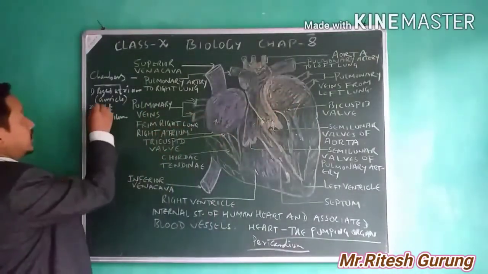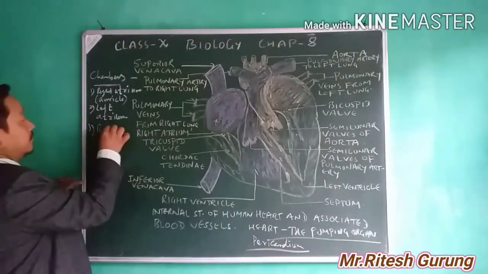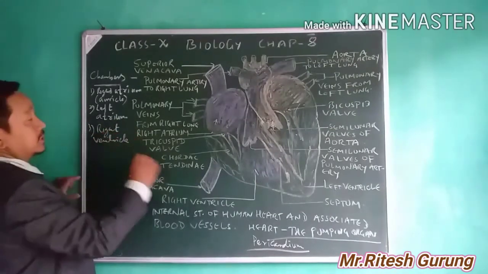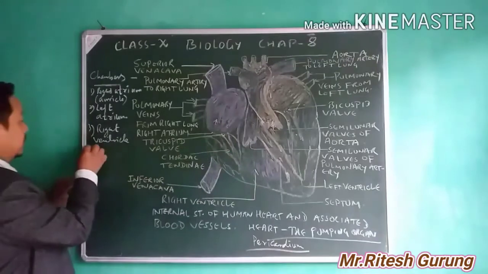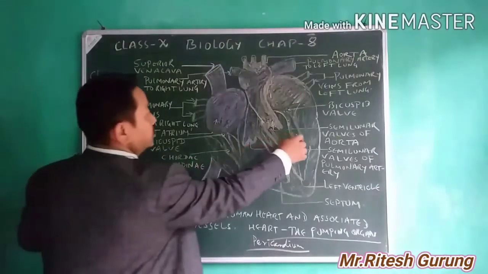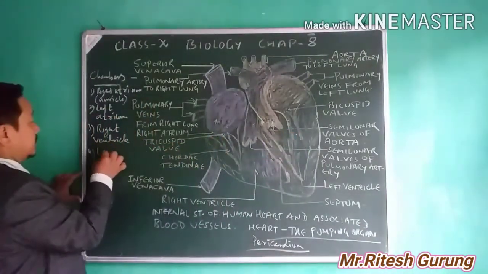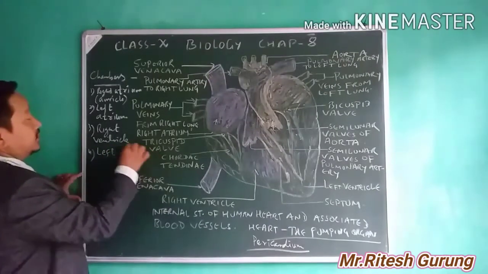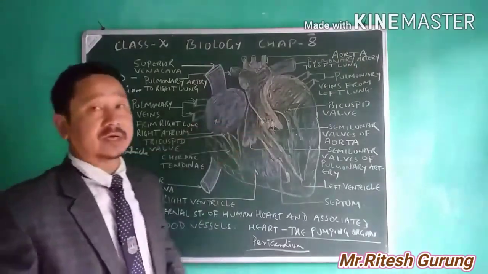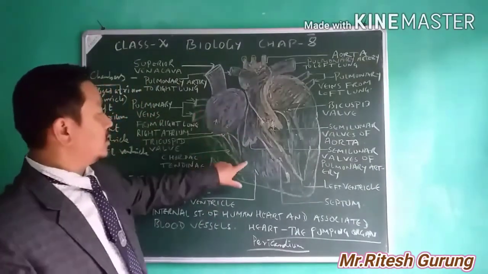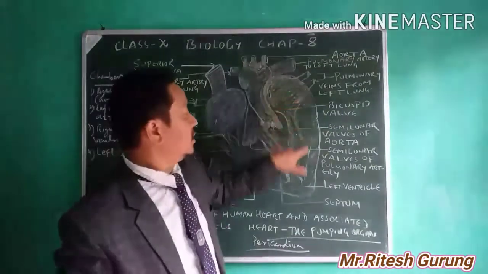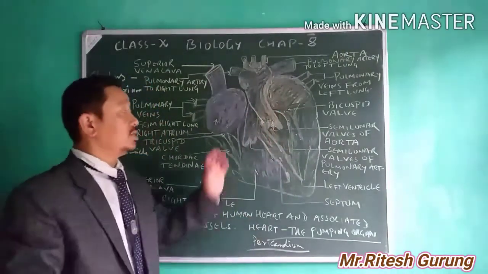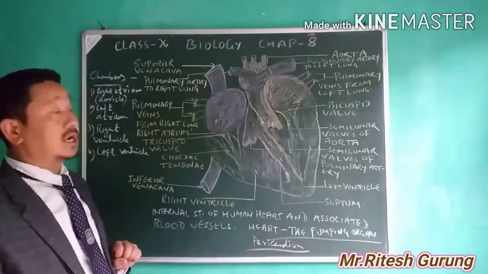Then comes your right ventricle. Then number 4, you have your left ventricle. These are the four chambers you find in the heart: right auricle, right ventricle, left auricle, left ventricle. So these are the four chambers you find in this human heart.